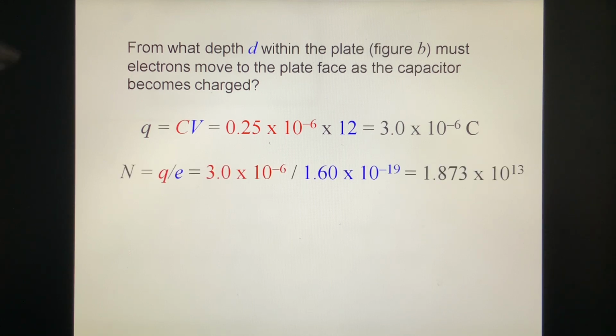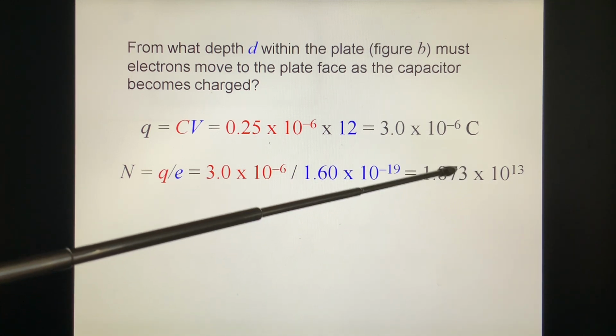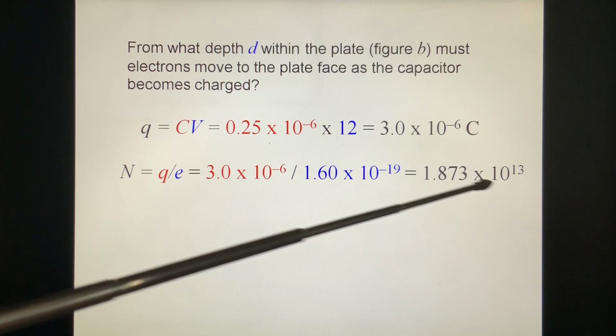And we see how many electrons, how many carriers you have. This is Q over e, where e is the electron charge of each one. So dividing, this means altogether we have this number of electrons accumulating on the surface.